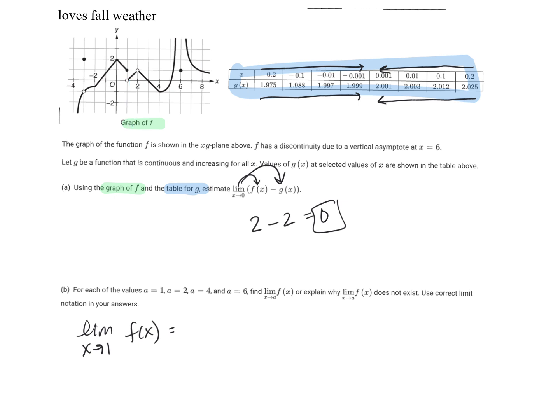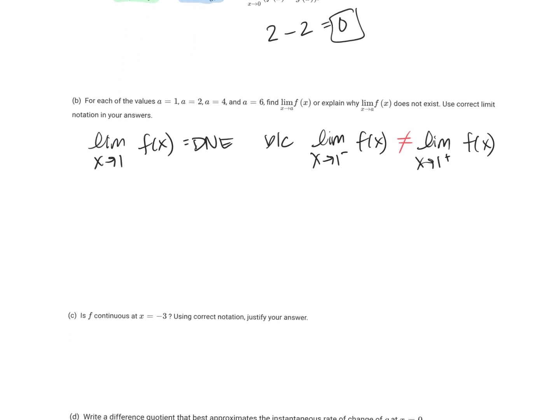How would we do that with correct limit notation? We did that once yesterday. We're going to say does not exist because the limit as x approaches A from the negative side does not equal the limit as we approach A from the positive side. This is how we're going to say it. The limit as x approaches 1 from the negative side of my function does not equal the limit as x approaches 1 from the positive side of that same function. That's how we would note that.